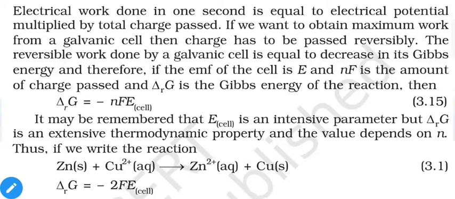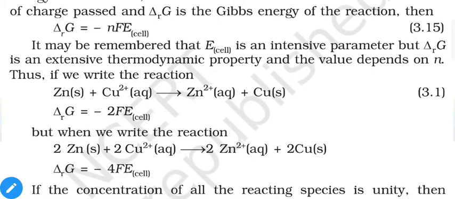Now one reaction is mentioned here. As we can see, we have the zinc and copper ions reaction, an already known reaction, which gives zinc ions and copper metal. In this case, the number of electrons transferred during the reaction is equal to 2. So our equation will be delta G = -2FE. Now remember that E cell is an intensive parameter, whereas delta G is an extensive thermodynamic property.